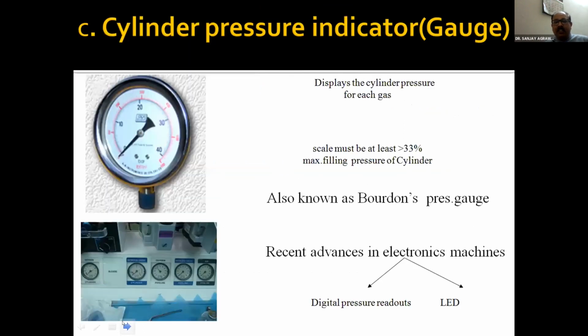Cylinder pressure regulators. Cylinder pressure gauges are also known as the Bourdon pressure gauge. And what is the principle on which this acts? The principle is constant volume but variable pressure. This is totally opposite to the principle on which the flow meters work. Here the volume is constant but the pressure varies, and because of that there is a movement of the pointer over the dial. In the newer ones, digital pressure readouts have come up.